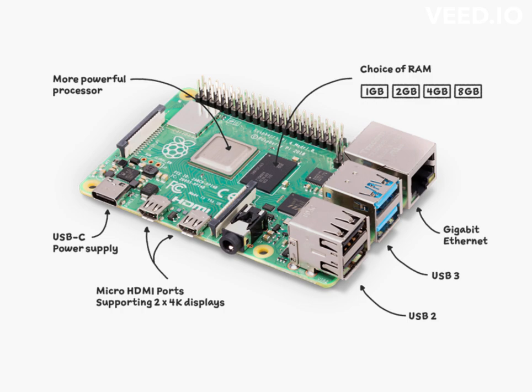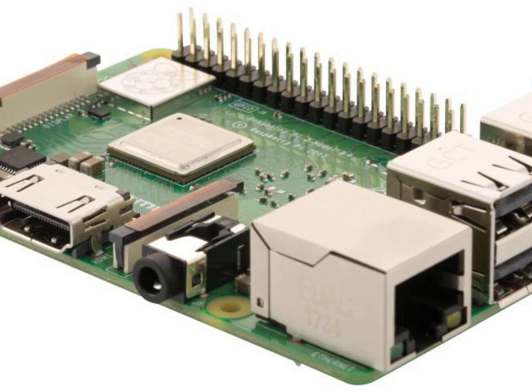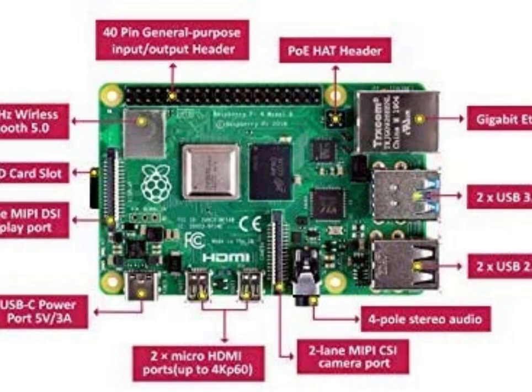Number 6. Raspberry Pi Zero, a smaller and less powerful version of the Raspberry Pi released in 2015, featuring a 1 GHz single-core ARM CPU, 512 MB RAM, and a single microUSB port. Number 7. Raspberry Pi Zero W, released in 2017, with the same specifications as the Raspberry Pi Zero but with added support for Wi-Fi and Bluetooth.